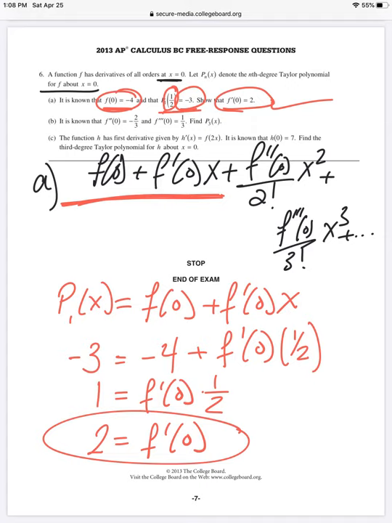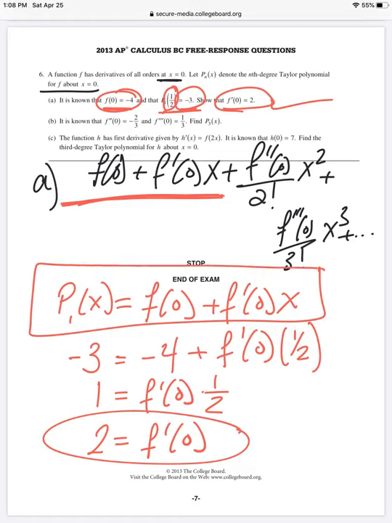Check. So their big thing, this is 2 points: 1 point for recognizing that you had to do this, and a point for showing all the work to lead to that.